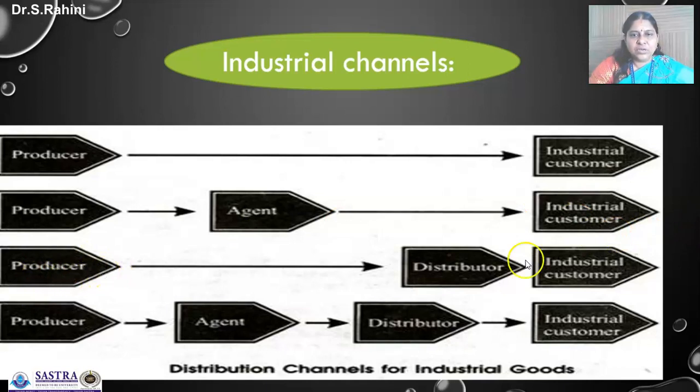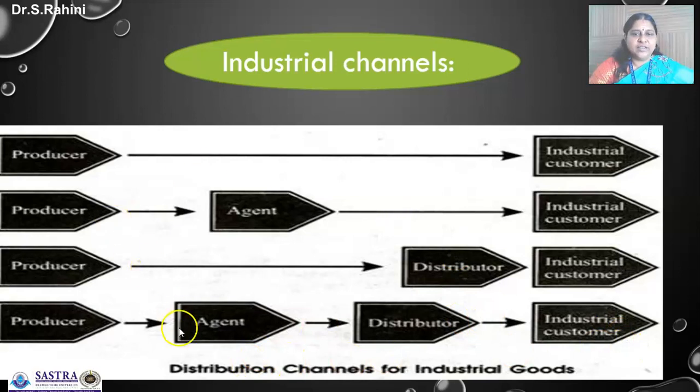Then the producer to the distributor, they will have distribution units like cements and all. So distribution units or distributors will be there in each district, and through their distributors only they will be selling their products. Then about the producer to the agent, and the agent will have a distributor, and this is about the channel once again selling it to the industrial customer.